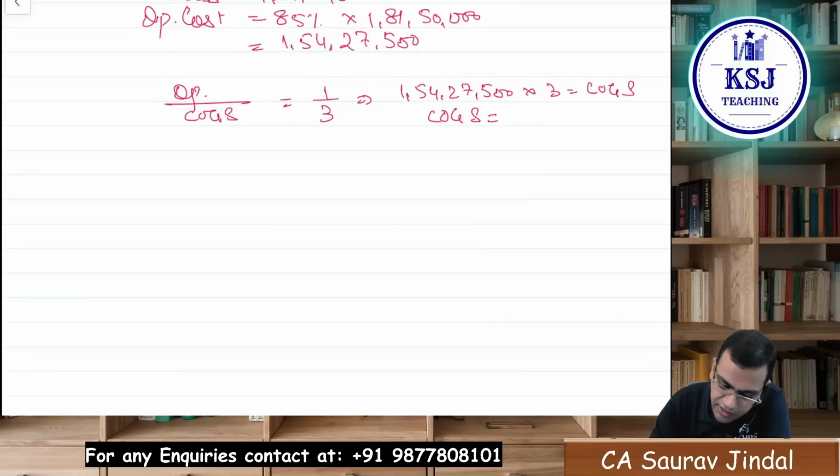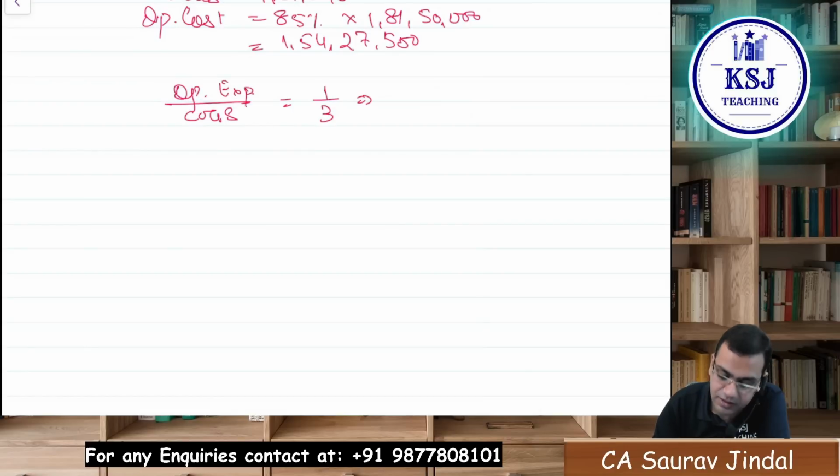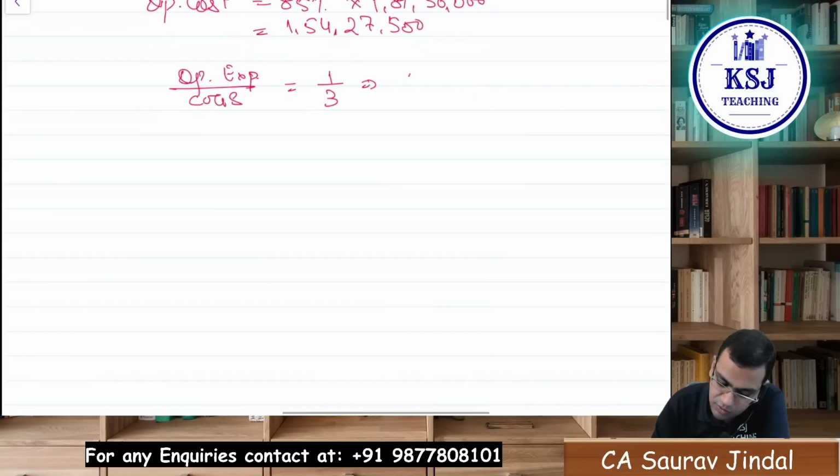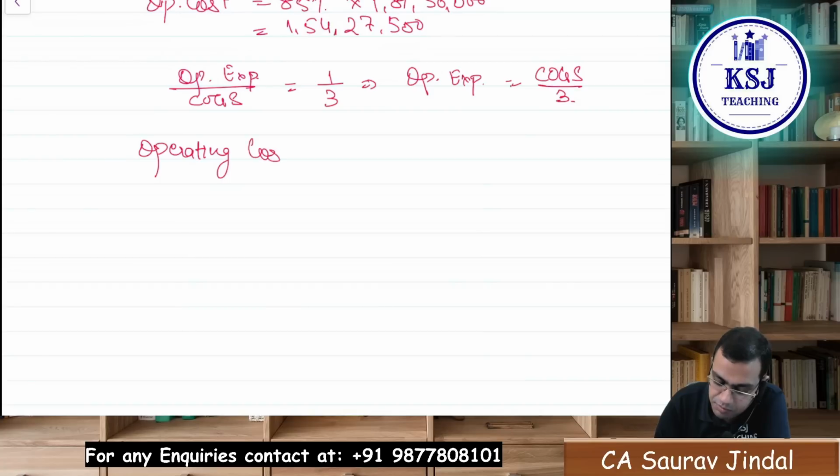It is not operating cost. It is operating expenses which is given to us. Wait a minute. Sorry, there is a mistake. It is the operating expenses ratio which is given to us. Right. So from here we can say one thing, that operating expenses is equal to COGS divided by 3. Right. And we know what is operating cost. There is a difference between operating cost and operating expenses. Operating cost is COGS plus operating expenses. So this was the mistake that we committed.